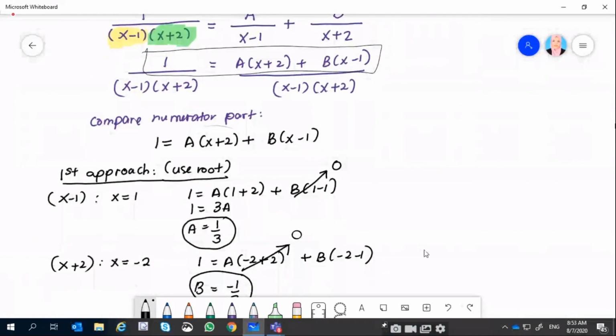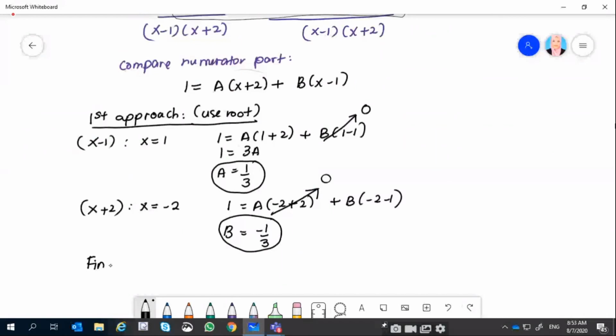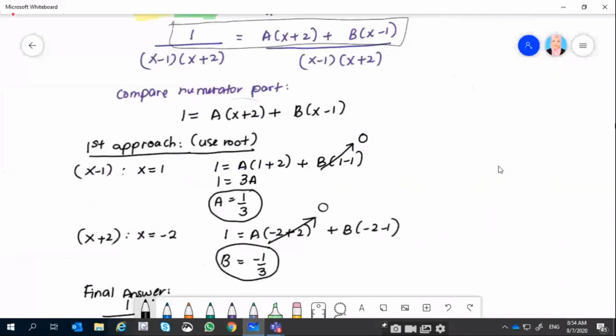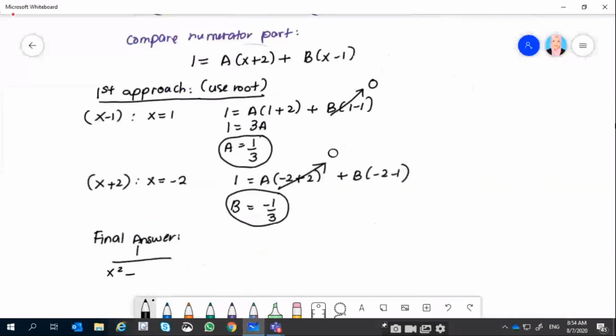Okay, so for the final answer, you have to rewrite the equation. The final answer is 1 over (s squared plus s minus 2) equals 1 over 3 over (s minus 1) plus negative 1 over 3 over (s plus 2). So this is your final answer. Okay?